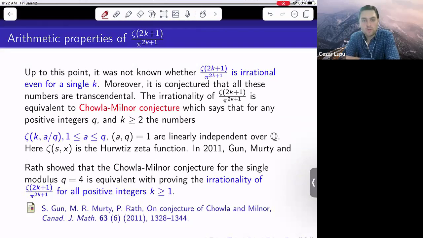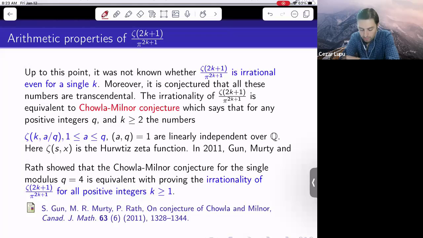But moreover, it is conjectured that all these numbers are transcendental, right? But the irrationality of this ratio turns out to be equivalent to what we call the Chowla-Milnor conjecture, which says that for any positive integer k, these numbers that you see there, so these are the Hurwitz zeta function, zeta of k, a over q, are linearly independent over Q.